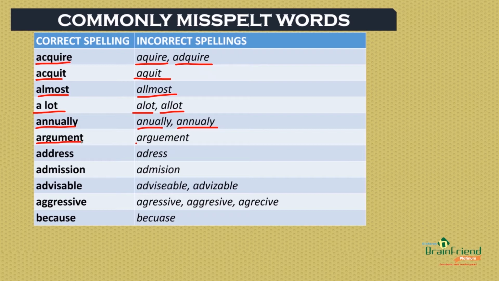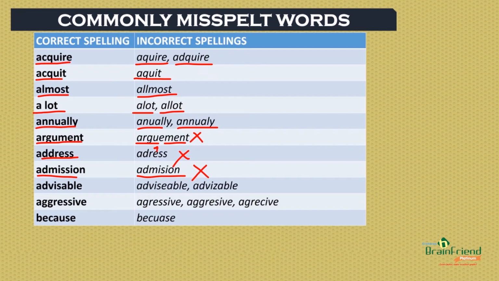They first spell argue and join ment, but it is wrong. Next, we have the word address, spelled ADDRESS, but it is wrongly spelled as ADRESS, removing the other D, which is wrong. Next, ADMISSION, but it is wrongly spelled as ADMISION, omitting one S, which is wrong.